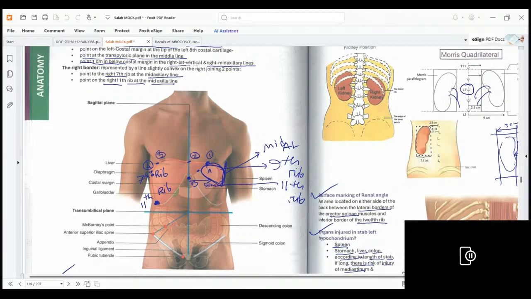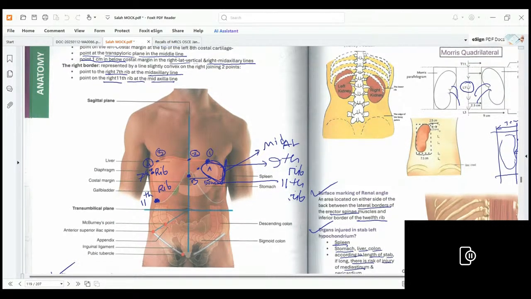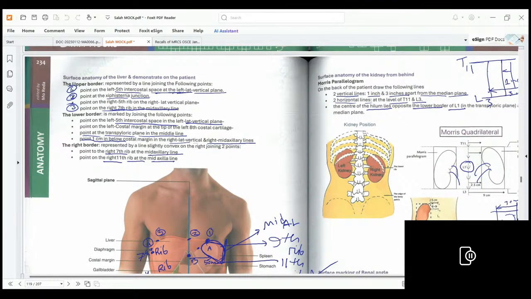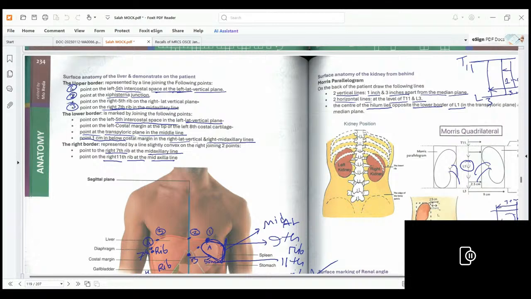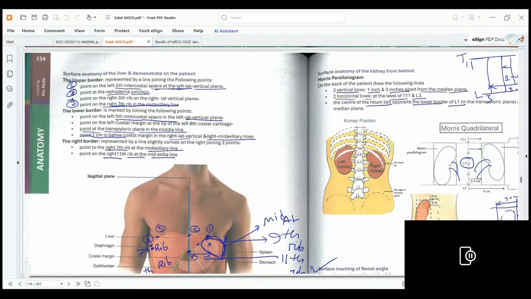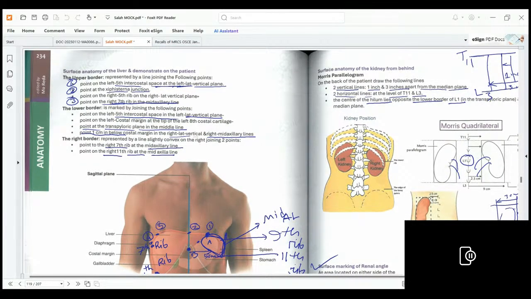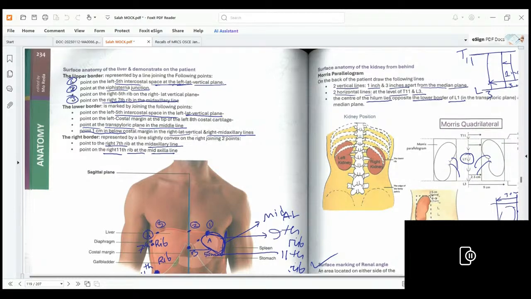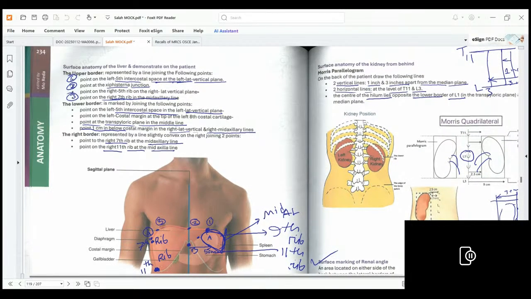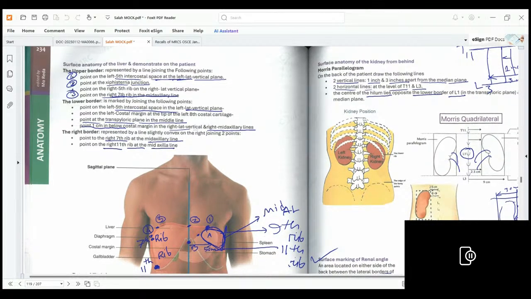Aspa, did you study this one in this way or another way? Surface marking? Now it is surface marking coming. Today I was planning to do all the surface marking. So liver, spleen, and kidney, these three, I actually didn't do properly last time.